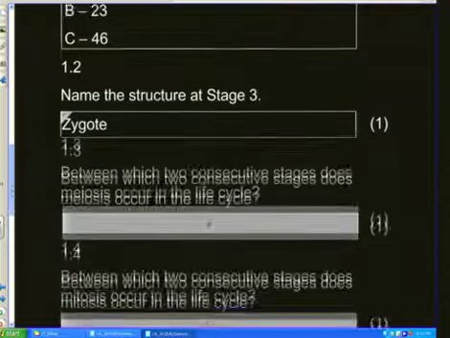Between which two consecutive stages does meiosis occur in the life cycle?